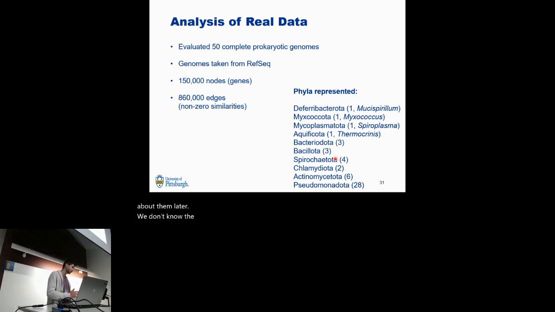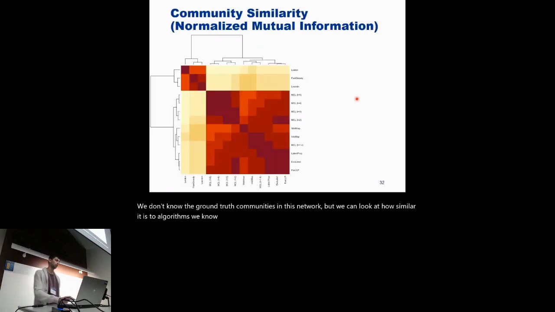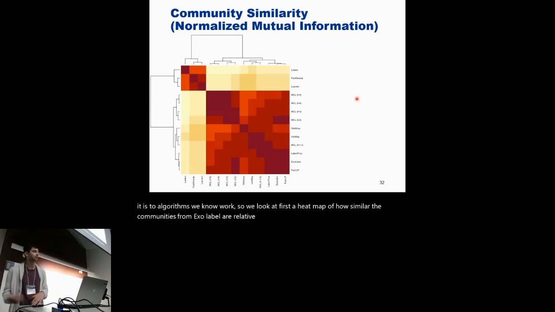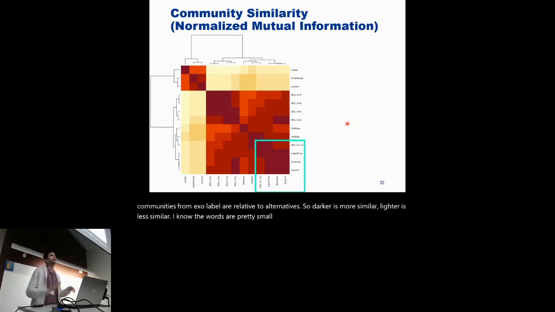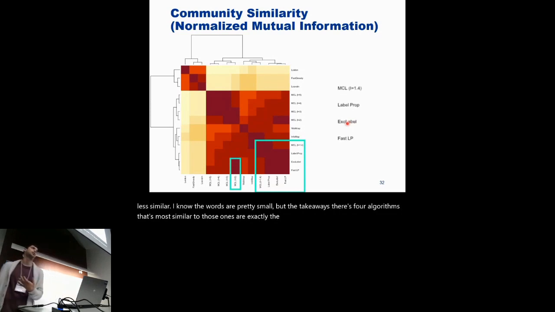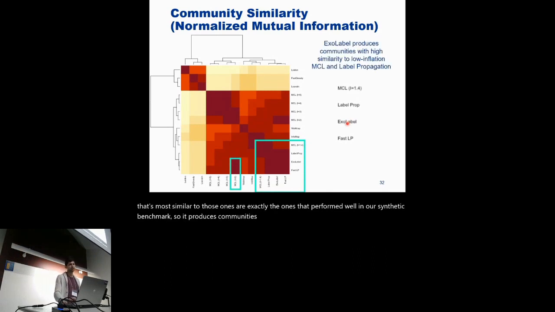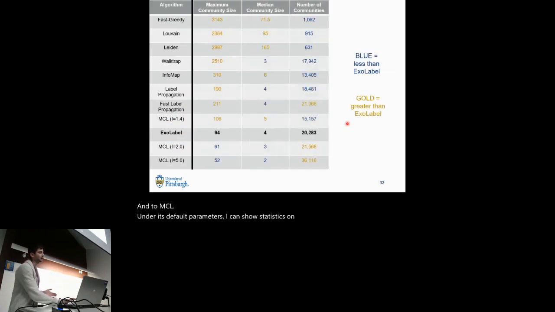We don't know the ground truth communities in this network, but we can look at how similar it is to algorithms we know work. So we looked at first a heat map of how similar the communities from Scalable are relative to alternatives. So darker is more similar, lighter is less similar. I know the words are pretty small, but the takeaway is there's 4 algorithms it's most similar to. Those ones are exactly the ones that performed well in our synthetic benchmark. So it produces communities that are similar to label propagation and to MCL under its default parameters.